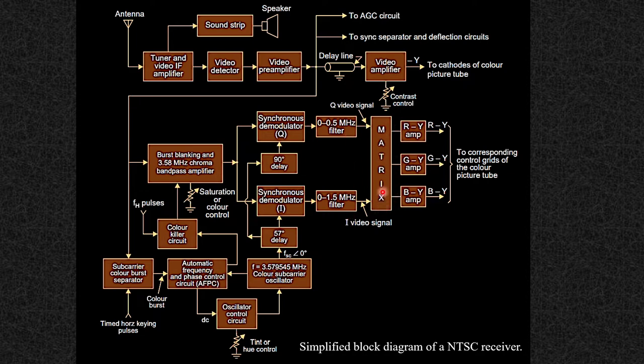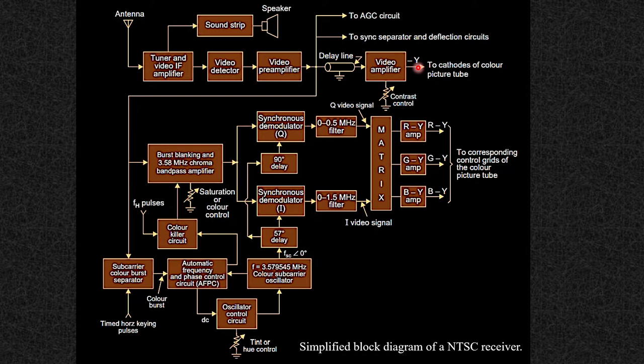When I and Q signals are given to the matrix, your R minus Y amplifier, G minus Y amplifier and B minus Y amplifier give the R minus Y component, G minus Y and B minus Y component, then they will be combined with the Y signal.